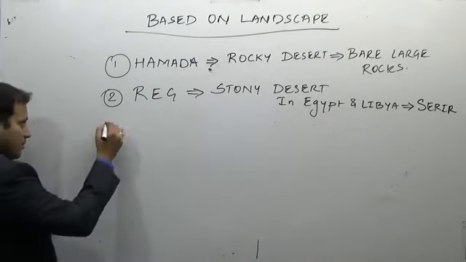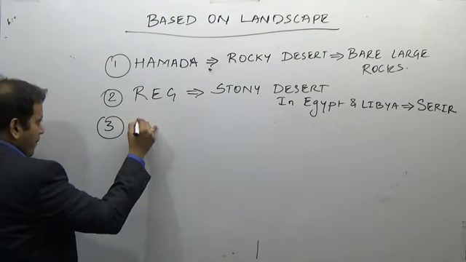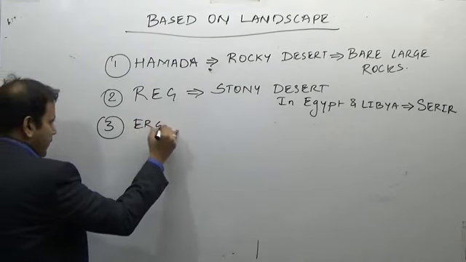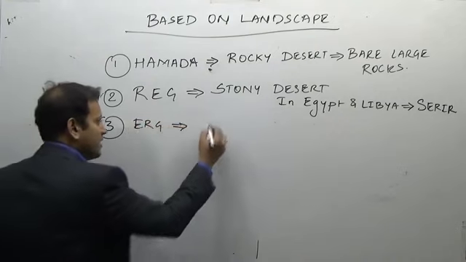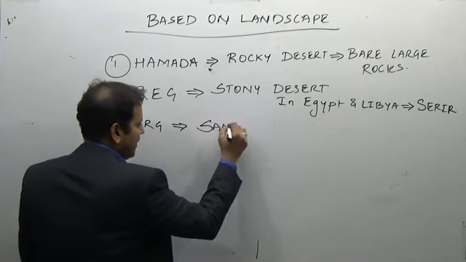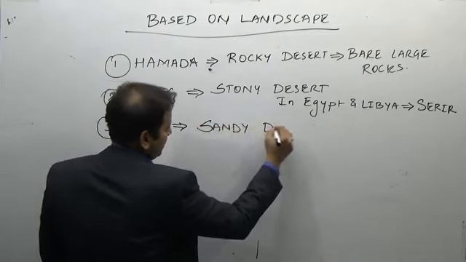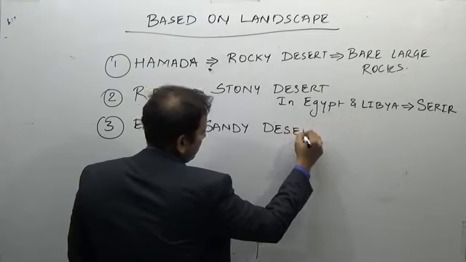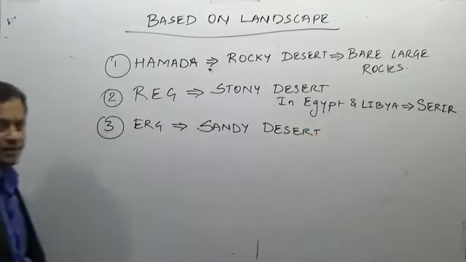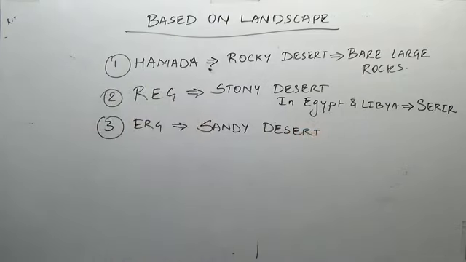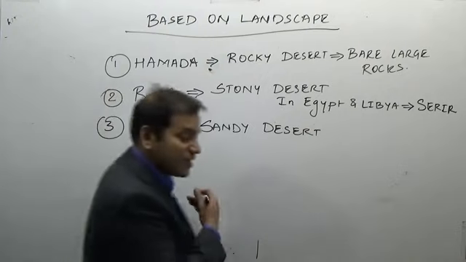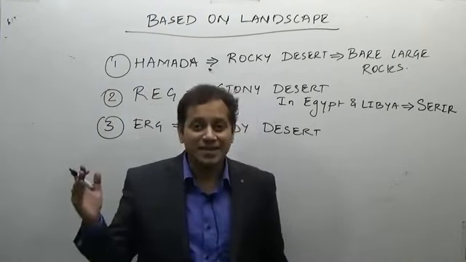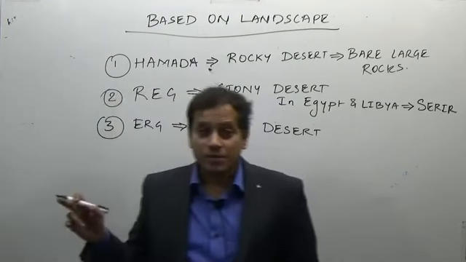Now the third is Erg. Now this is our general idea of a desert, that it is a sandy desert. It is a sandy desert that is made up of large undulating sand dunes. It is a sandy desert, meaning a sea of sand here. It is just made up of sand. Two more terms.